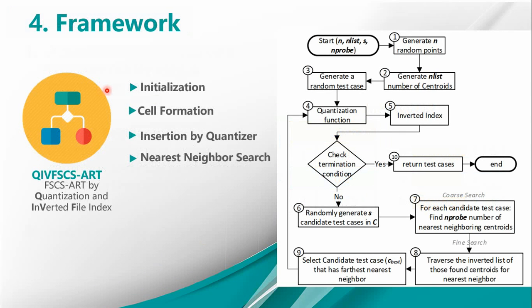So we use the framework called QIVFSCS-ART that uses quantization and inverted file index. It has basically four major phases, which are the initialization phase, cell formation phase, insertion by quantizer, and nearest neighbor search phase.